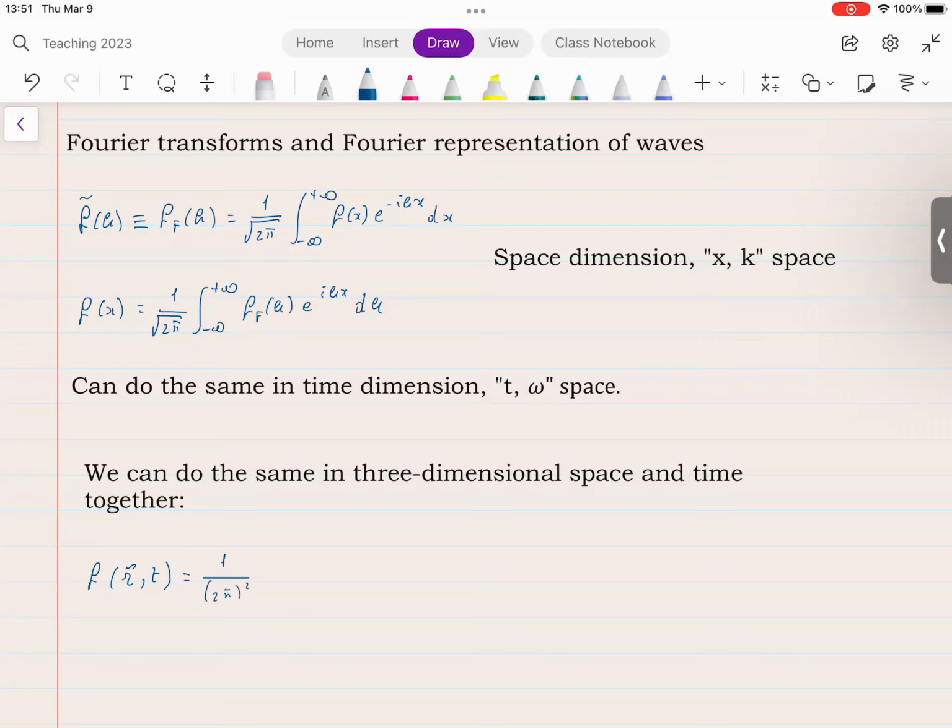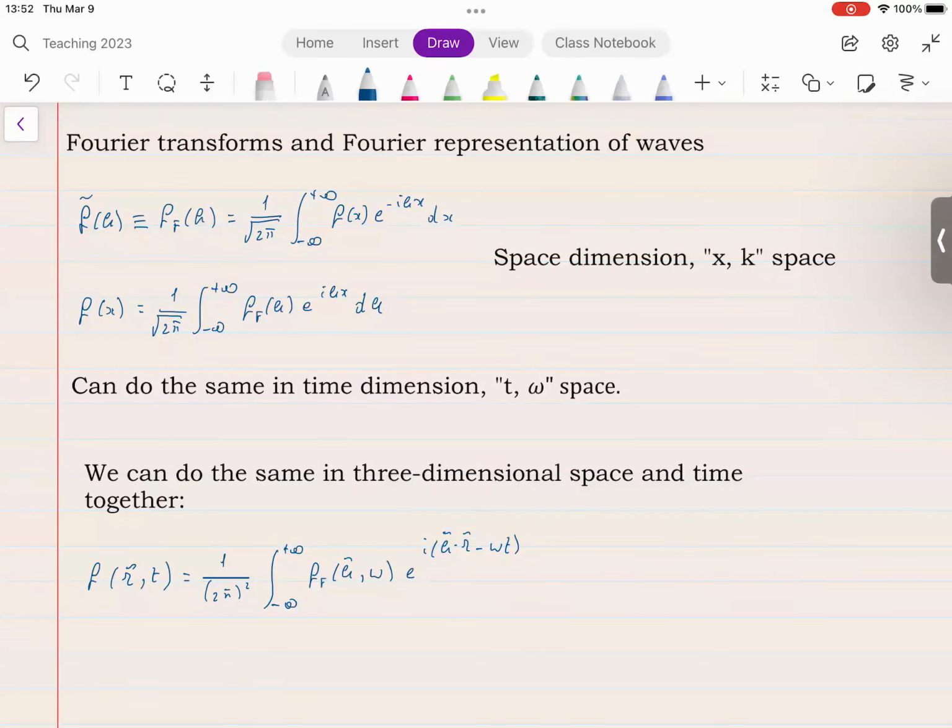Here I have 1 over 2 pi squared, and then 1 integral in 3 dimensions of space and 1 integral in 1 dimension of time. I'm going to indicate all the integrals with a single integral symbol. All the integrals extend from minus to plus infinity, and what I'm going to integrate is the Fourier transform, which is a function of k, now a vector, and omega, times e to the i k dot r minus omega t.